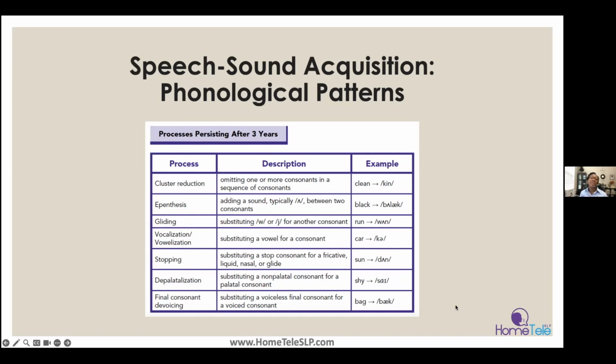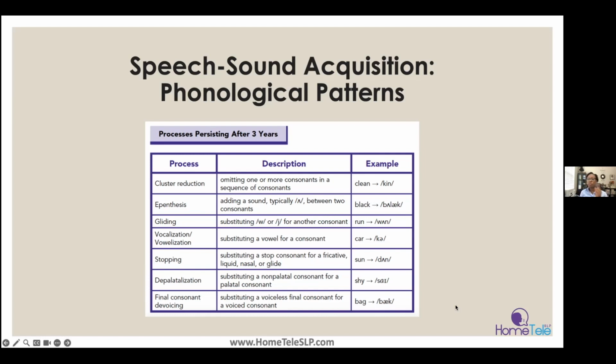And the example in the chart is clean. If you recall from earlier, the letter L, or the sound for L, the phoneme ul, is produced later. A child may not have the ability to coordinate movement of their tongue to produce that sound at the age of 4 and 5, and will still be producing it in a way that it's substituted for another sound, or maybe it sounds approximated. But in this case, with cluster reduction, they're completely omitting that sound. So clean sounds like keen.